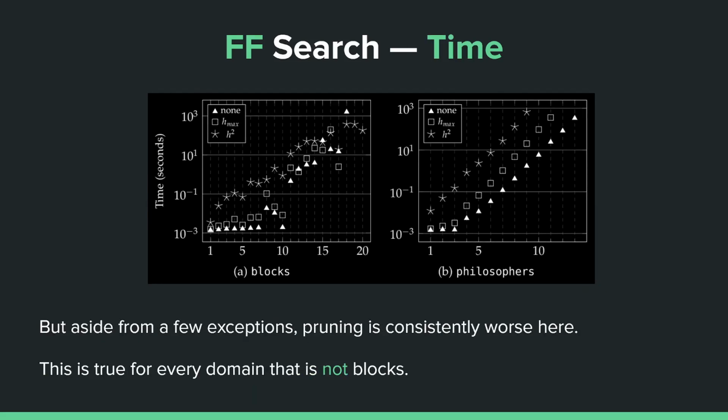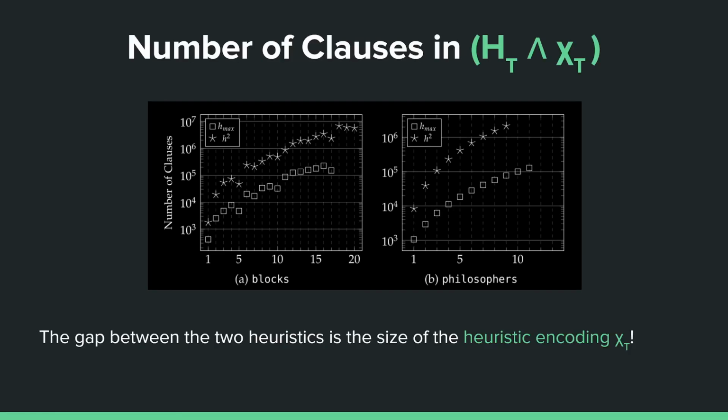Pruning is otherwise consistently worse than no pruning in this case, and most other domains look more similar to the philosopher's plot here. As an insight to why this overhead is so significant, here you can see just how large these SAT formulae are getting. The majority of the clauses come from the heuristic encoding alone, which accounts for the large difference between the Hmax and H2 formulae. It's no surprise that most of the runtime is spent generating this before the search even begins.